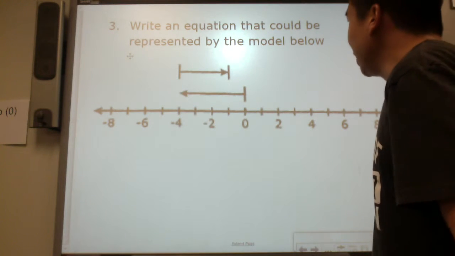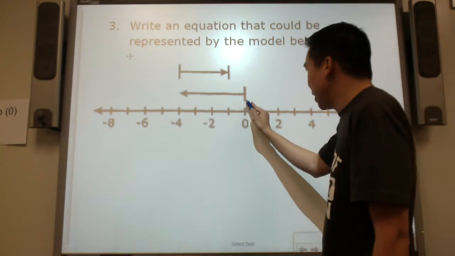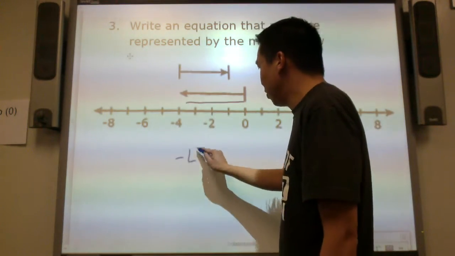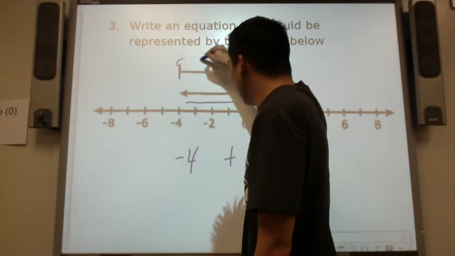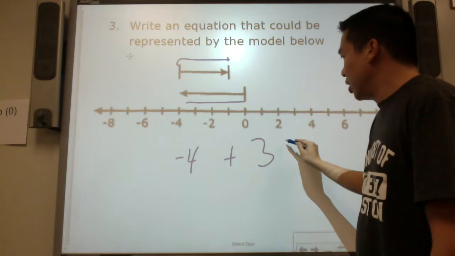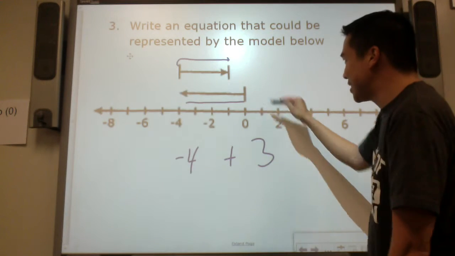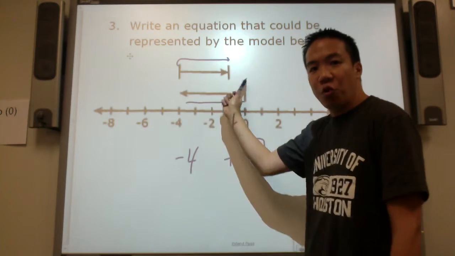Number 3, write an equation that can be used to represent this model below. So you start at 0. It's going back 4 spaces, so negative 4. I'm putting it with another arrow. It goes forward 1 unit, 2 units, 3 units. So negative 4 plus 3, and it stops at negative 1. So you start at 0, you go back 4 units, forward 3 units.